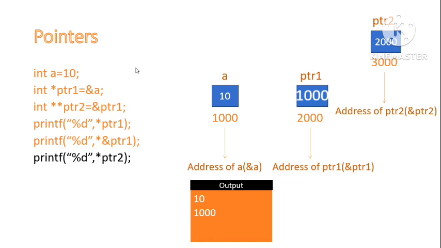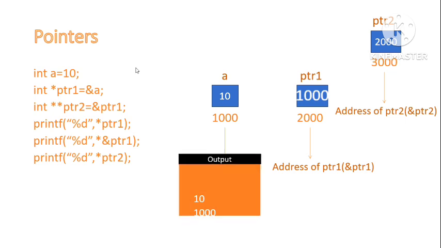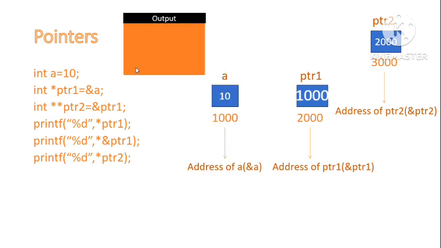Okay, now the last one. The last instruction is percentage d, star of ptr2. Okay, now we will see star of ptr2 here and see what is inside ptr2. ptr2 has a value called 2000. So star of 2000, that means the value on the address of 2000. The value on the address of 2000 is 1000. Okay, so that is given as the output.